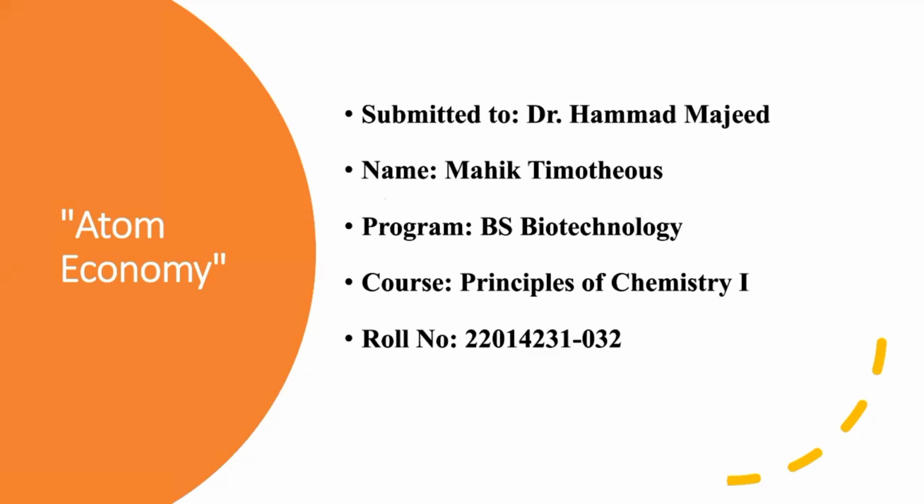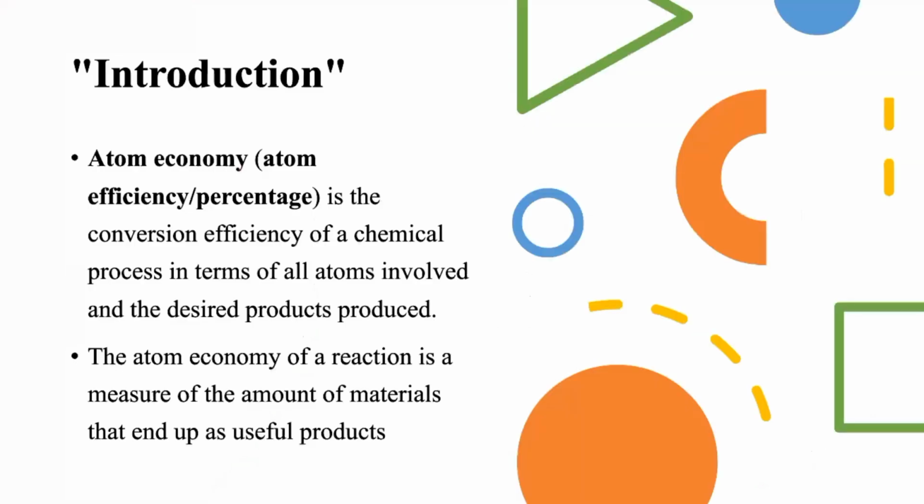And the topic of my presentation is atom economy. So, when we hear the word atom economy, the first question that arises in our minds is: what is atom economy? So, I am going to give you a little introduction to atom economy. Atom economy is basically a measure of the amount of starting material that ended up as useful products. It is the conversion efficiency of a chemical process in terms of all atoms involved and the desired products produced.